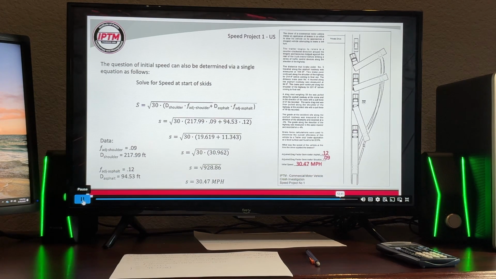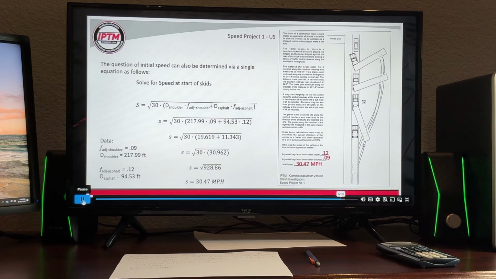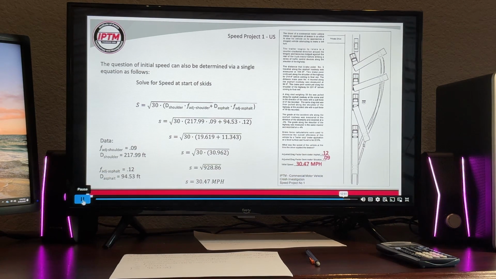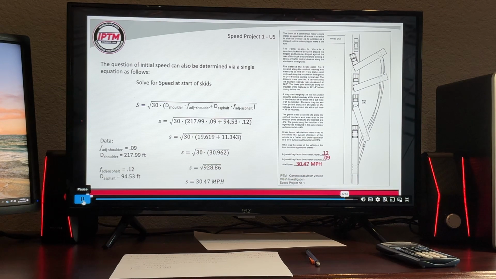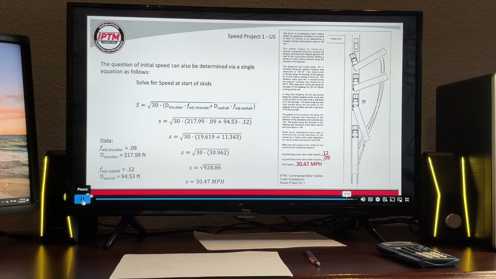So we have the square root of 30 times the distance on the shoulder times the f on the shoulder, plus the distance on the asphalt times the f on the asphalt. And that gives us our same values. If we work down through the equation, when we solve it, we get one answer that incorporates all the evidence, and we get exactly the same speed of 30.47 miles per hour.